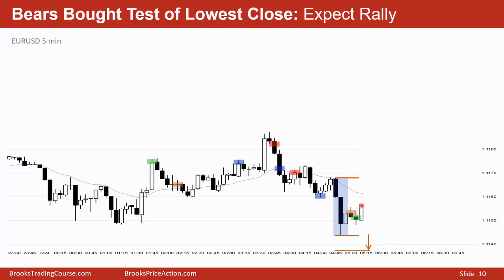The bulls who bought below this bar right now are feeling pretty good. The bulls who instead placed a stop order to buy just above the high of that bar would have been filled right here. The target always is the top of the most recent sell climax, this high. And you also have another target, the moving average.